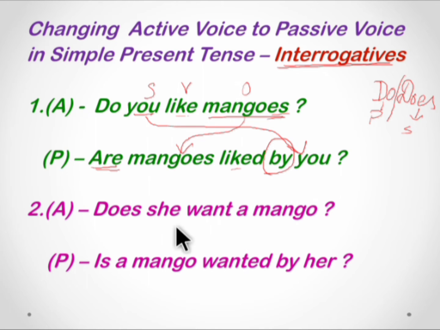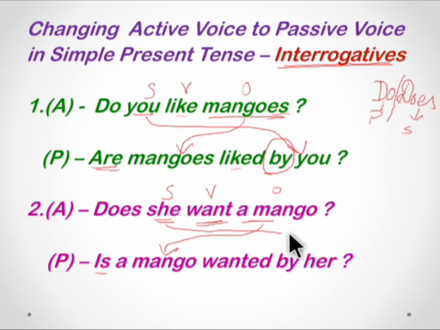Does she want a mango? Here she is singular, so we use does. She want a mango. Want is the verb, she is the subject, a mango is the object. This is the question word, that is the auxiliary verb. So we have to begin the sentence in the passive voice also with an auxiliary verb. So mango is the subject and this is singular, so we have to use the singular be verb, that is is. Is. Now a mango, the object, will become the subject. So that is a mango. Want, the past participle of want is wanted.